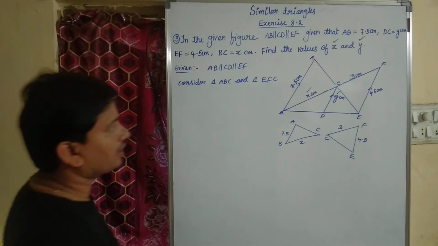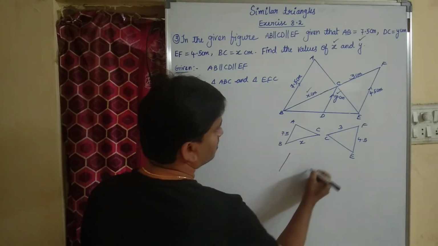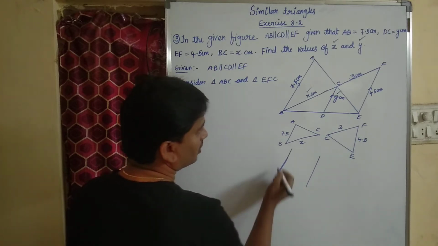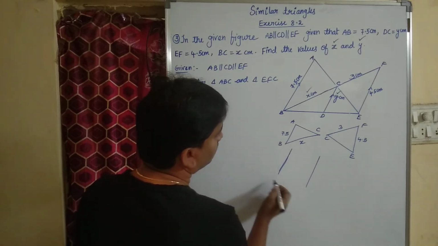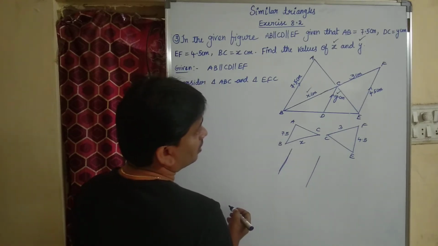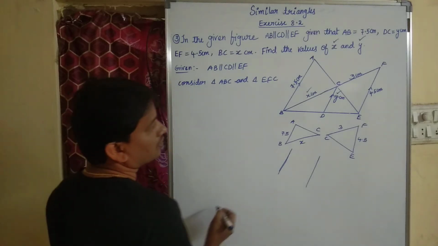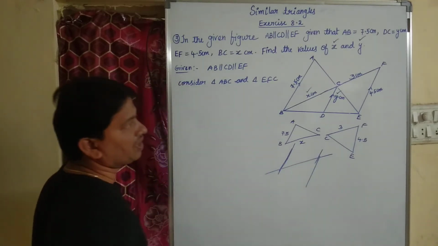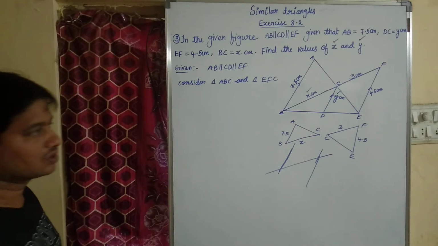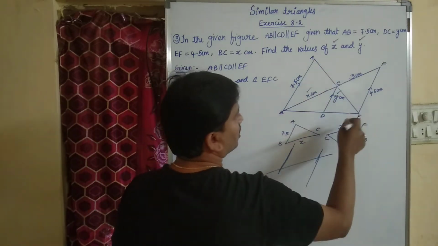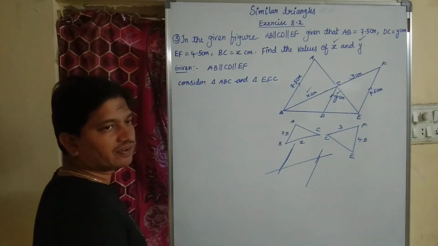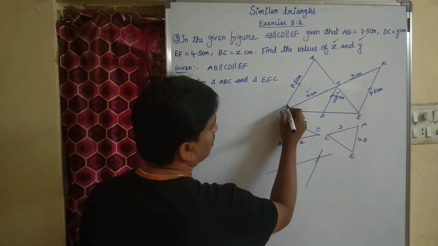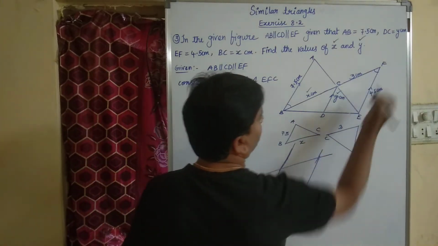Okay, we know that AB is parallel to EF. AB is parallel to EF. Then BF is our transversal. AB is parallel to EF, then BF is our transversal. If it is transversal, then what about these two angles? Angle B and angle F.